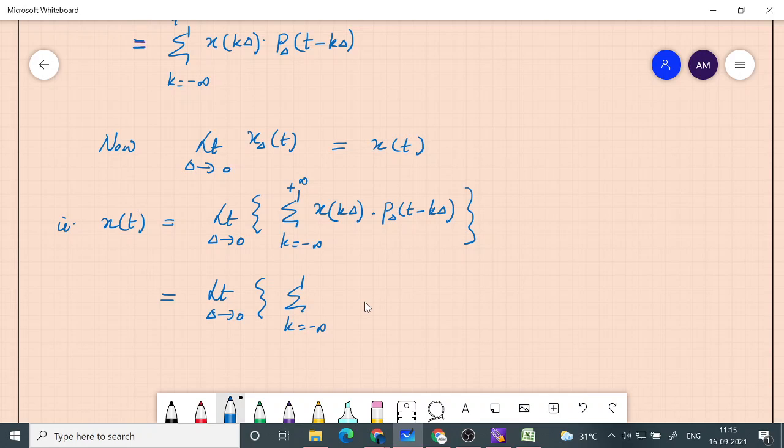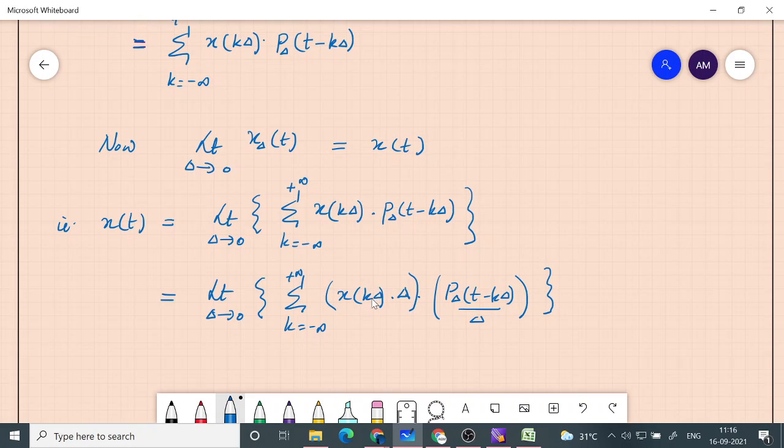Okay, minus infinity to plus infinity. I did not do anything here. What I am doing is, I am going to multiply this with delta, and then I can divide with delta. This is just an algebraic manipulation. One term I multiplied with delta, another term I divide with delta. That's all I did.